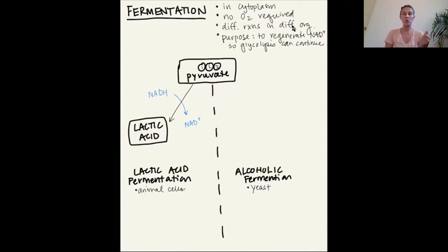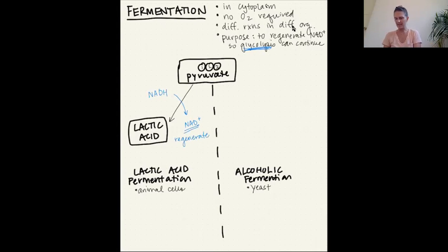And so when you are running sprints, you have a reduced amount of oxygen in those muscle cells because you've used most of that oxygen up, and therefore your cells still need to make energy. And they need to do that through glycolysis. So cells go through fermentation to regenerate NAD+, so that you can continue to make some ATP through glycolysis.